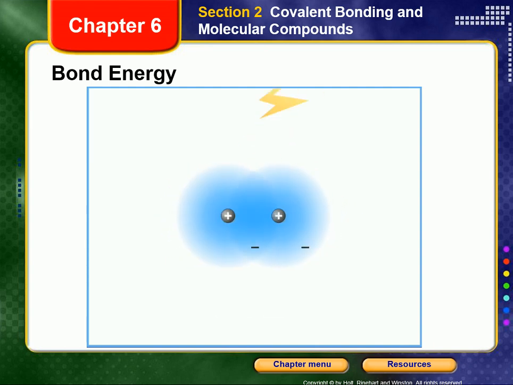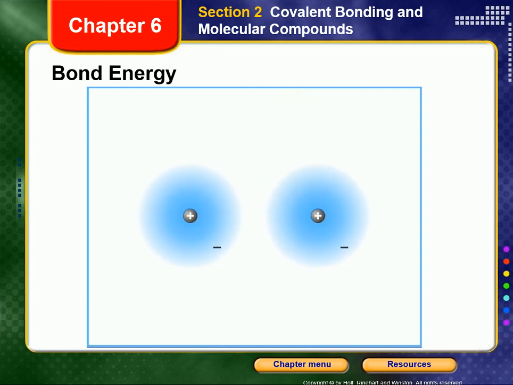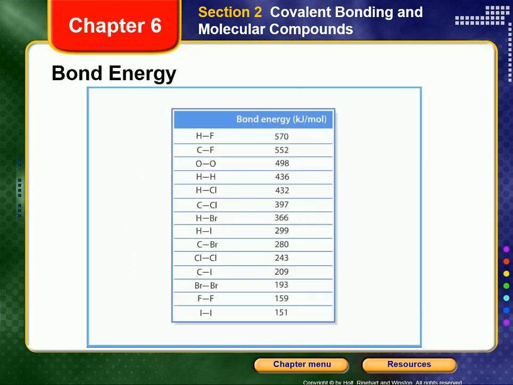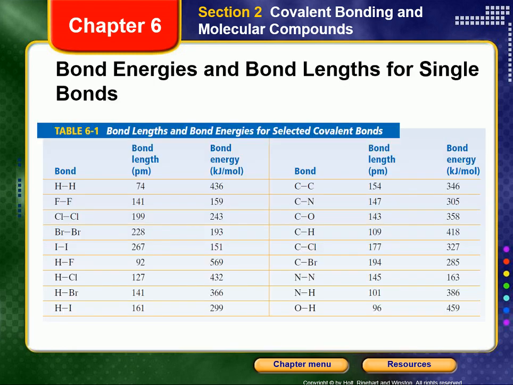The same amount of energy is needed to break them apart. This is called the bond energy. Bond energy varies with different kinds of atoms, as shown in this table. The energy relationships described here for the formation of a hydrogen-hydrogen bond apply generally to all covalent bonds.